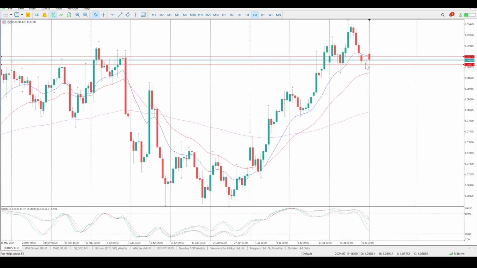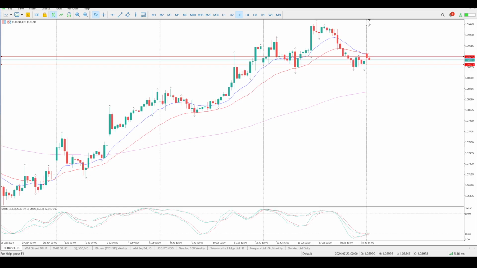And look at how we found two pin bars to the bottom off that level, and that level is 108.823. Look at my oscillators, they haven't crossed over yet, but they have separated. So this could be an area of support.